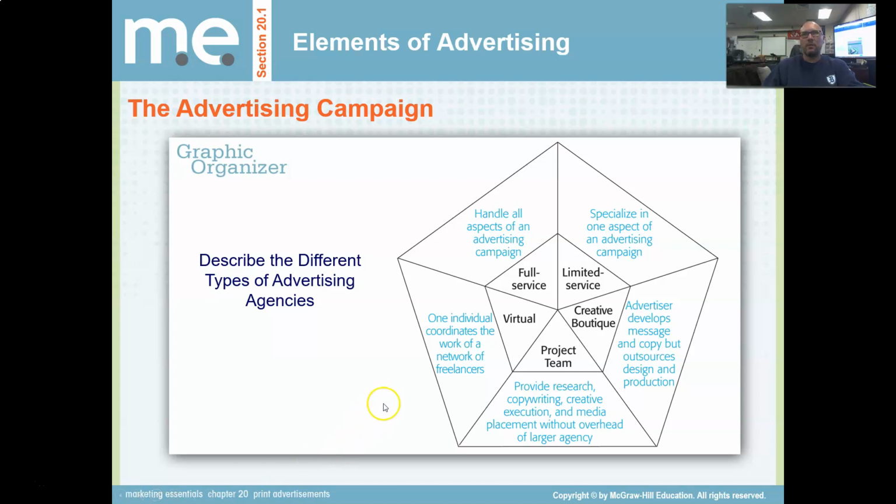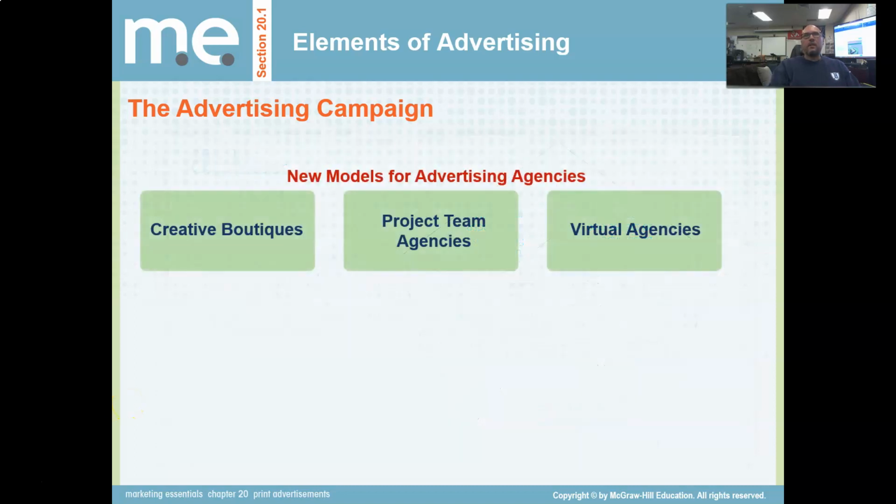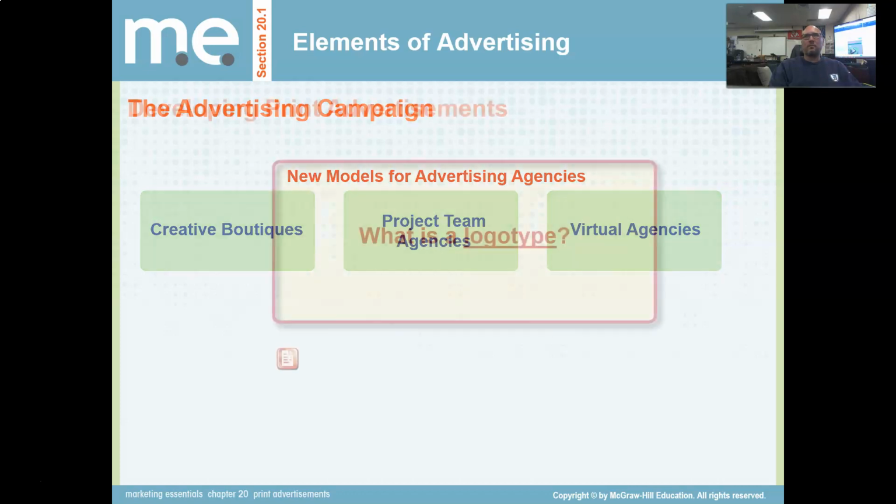A project team provides research, copywriting, creative execution, and media placement without overhead of larger agencies. So that might be something within your company. And virtual is one individual who coordinates the work of a network of freelancers. So that could be Fiverr or other companies like that might be involved. Okay, the advertising campaign. We just talked about those creative boutiques, project team agencies, and virtual agencies. Those are kind of new to the advertising game.